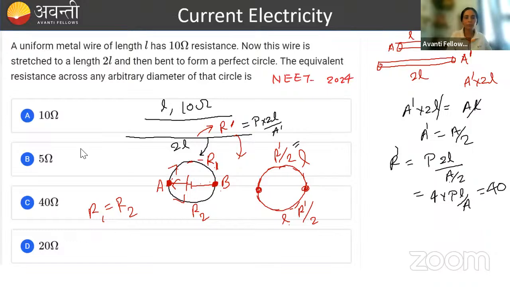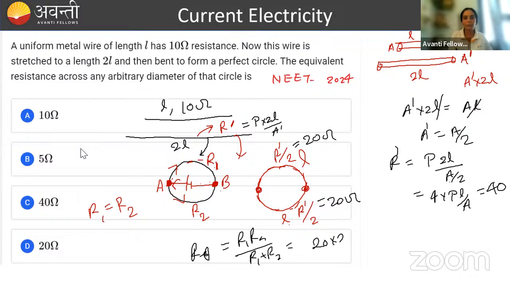It means R dash by 2 is 20 ohm. And this is also 20. So there are two resistors, 20 ohm and 20 ohm in parallel. What will be the R equivalent? R equivalent is R1 R2 by R1 plus R2. So this is 20 into 20 by 40. So this is equal to how much? 10 ohm. So the correct answer will be 10 ohm.